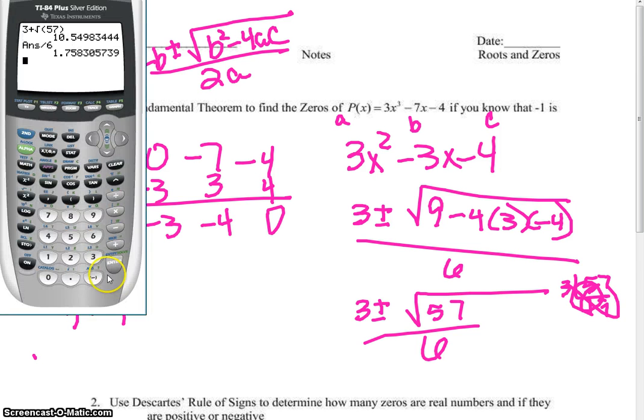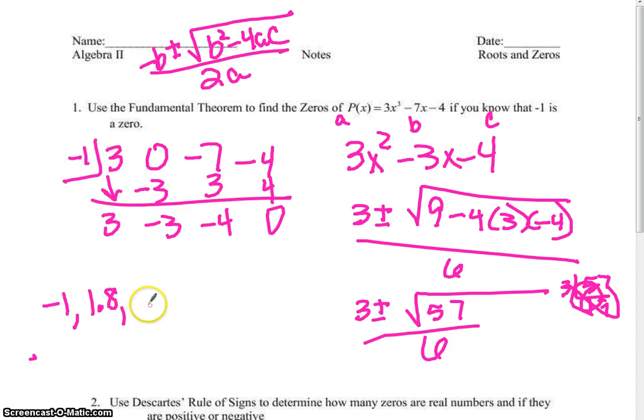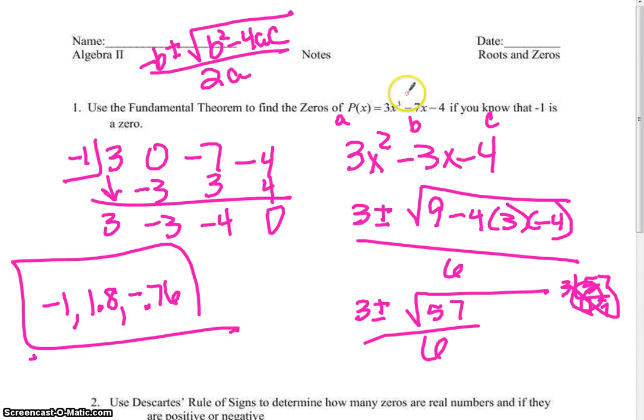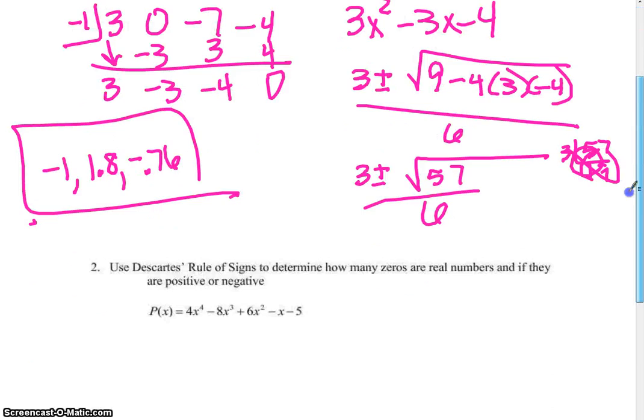And then I'm going to do it again, but I'm going to subtract. So 3 minus the square root of 57. Get out from under, enter, divided by 6, enter, negative 0.76. So the other one would be negative 0.76. And you have your 3 roots. I know there were supposed to be 3 roots or zeros because my degree is 3.